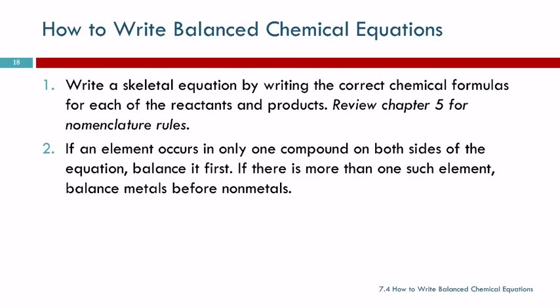So one of the things we need to be able to do to pass chemistry is to write balanced chemical equations. So these are the steps. The first thing is to write a skeletal equation by writing the correct chemical formulas for each of the reactants and products. Sometimes the problem will just give you a sentence. They'll give you words and names of chemicals, and you have to write the formulas.